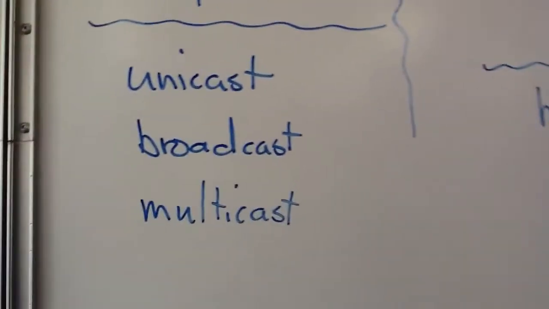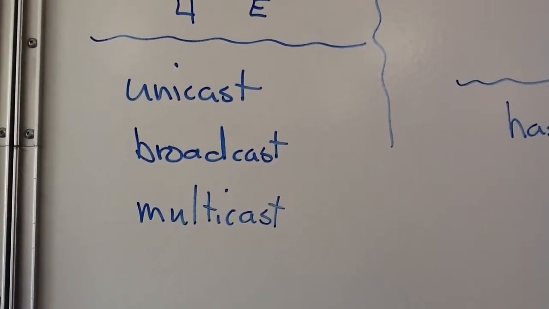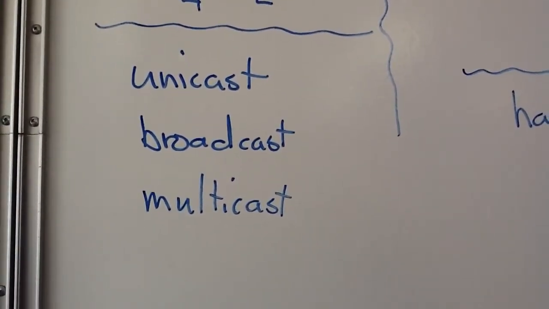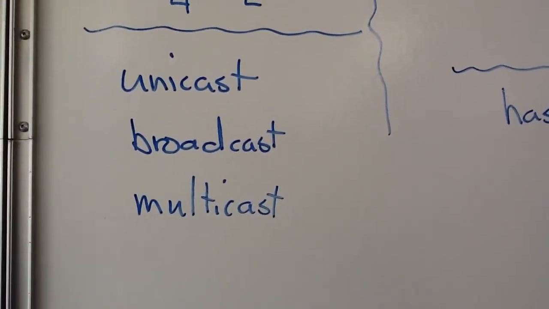We covered unicast, broadcast, and multicast. Unicast, sending one signal to one location. Broadcast, you produce one signal and it goes to everybody. Multicast, it goes to selected resources, and we looked at some examples.